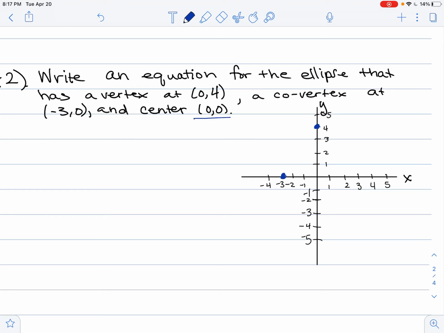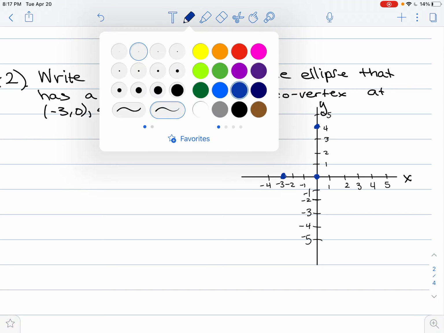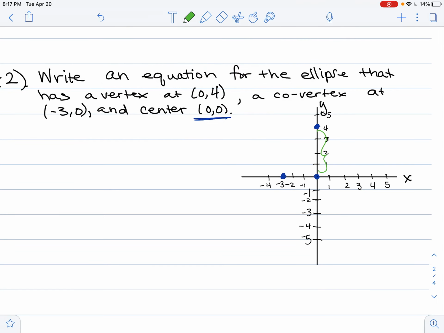I know that the center is also at 0, 0. So here's what they're telling me. We don't know the rest of this, but we know this distance is A and this distance is B. So we say A is 4 and B we know we can count is 3. So if this is the center here, I know I can copy this length of A down, and that will give me my total major axis.